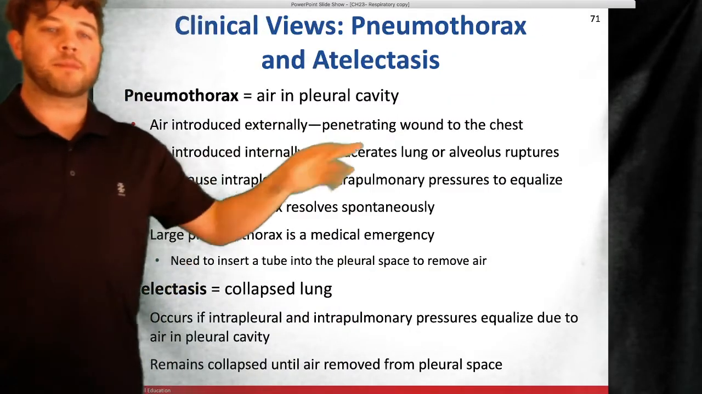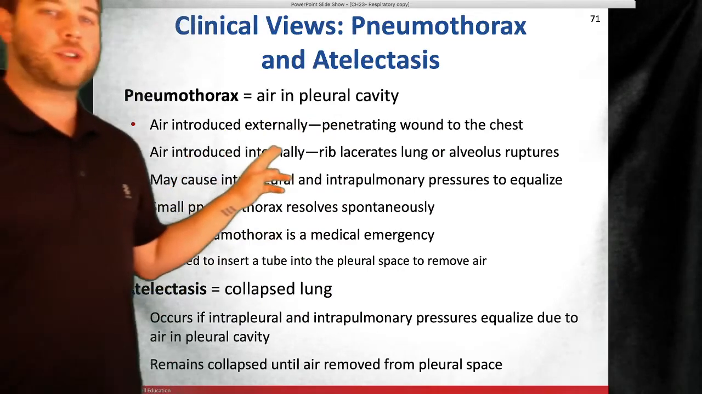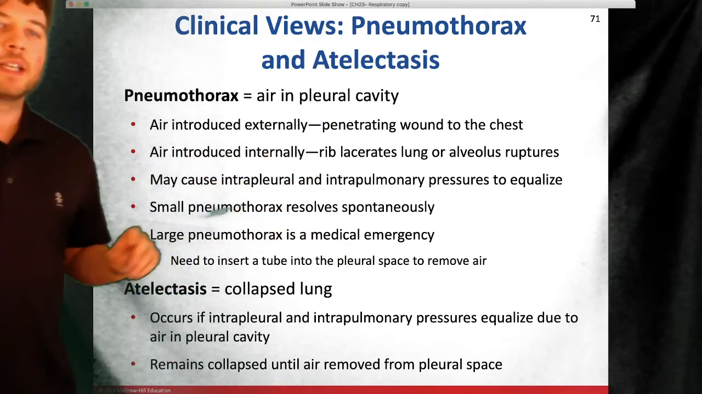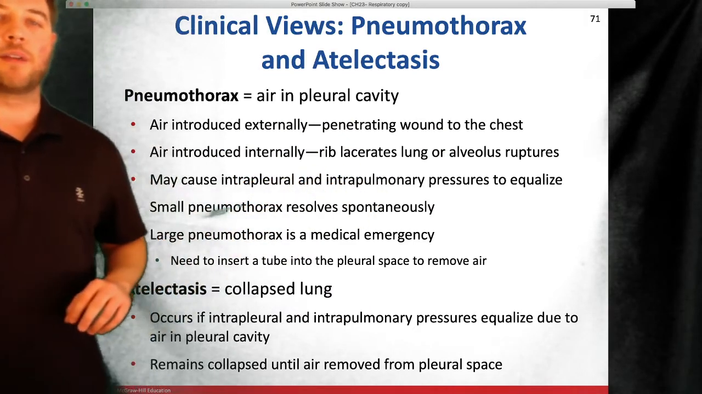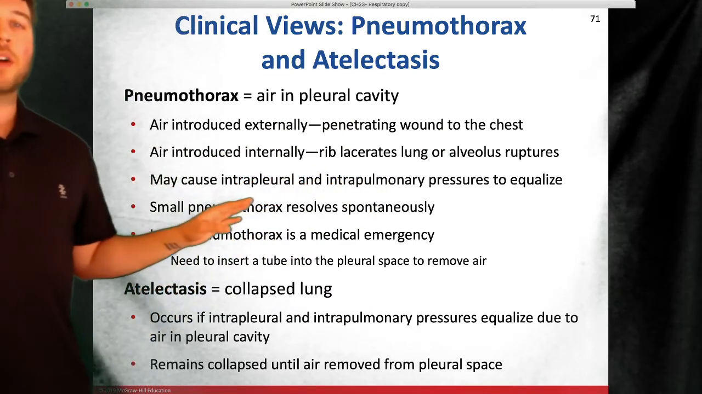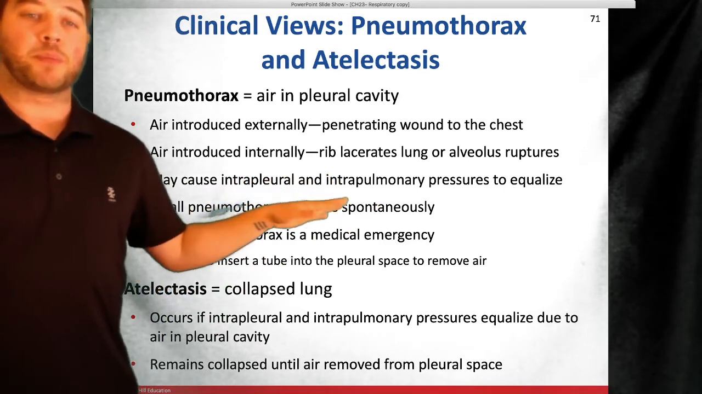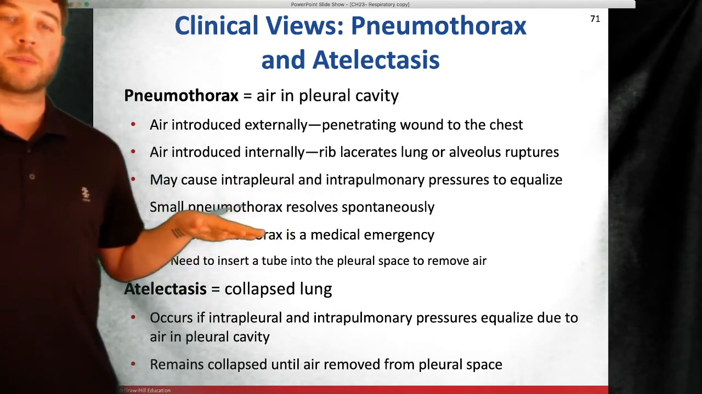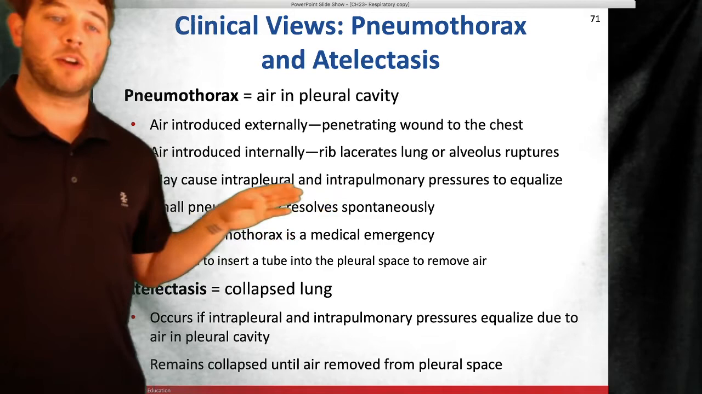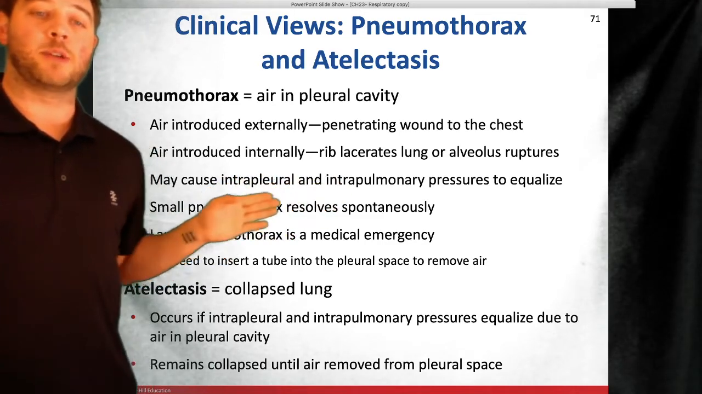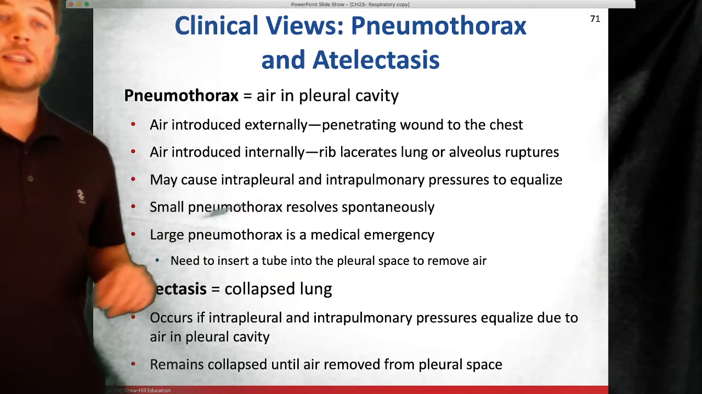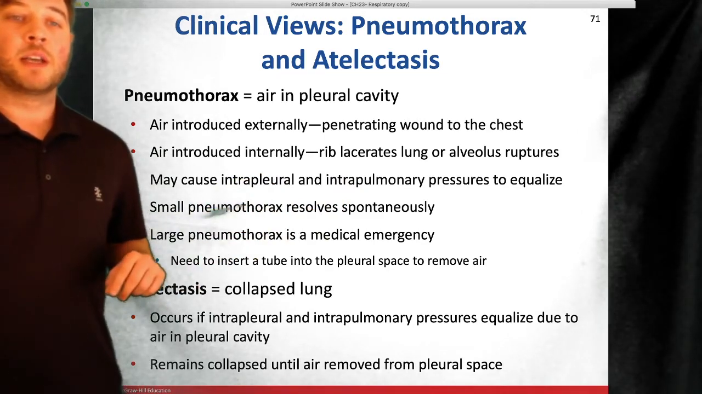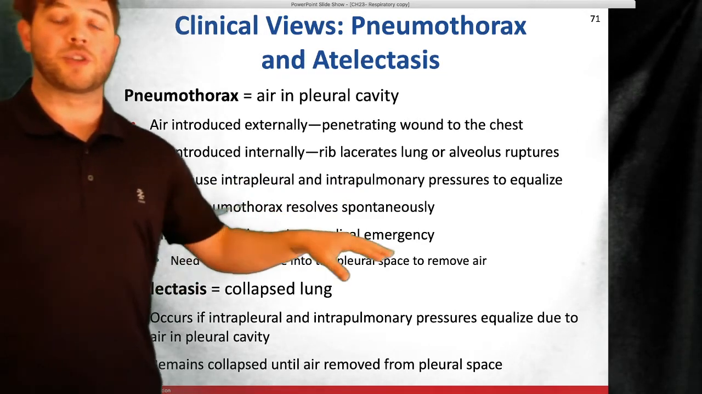Okay, pneumothorax, air in the pleural cavity. Air is introduced externally, such as a penetrating wound to the chest. It could be introduced internally, such as a rib lacerating the lung or an alveolus rupturing. It may cause the intrapleural and intrapulmonary pressures to equalize. So instead of the intrapulmonary being greater than the intrapleural, these can start to equalize. When that happens, small ones resolve spontaneously. Large ones are a medical emergency. You have to insert a tube into the pleural space to remove that air.